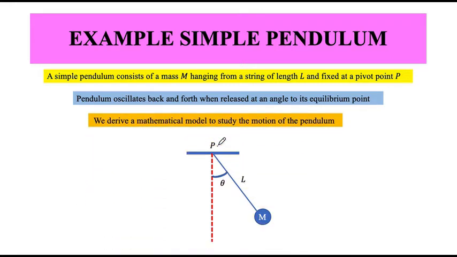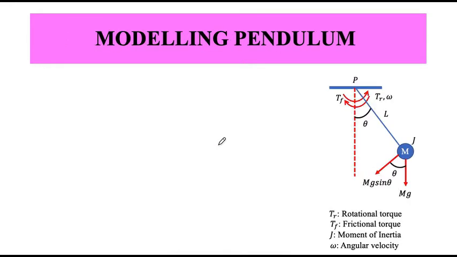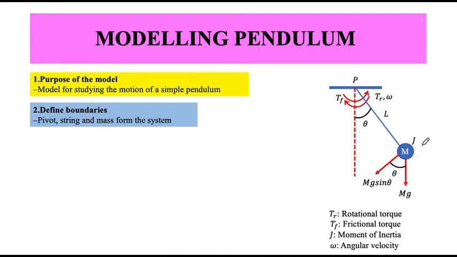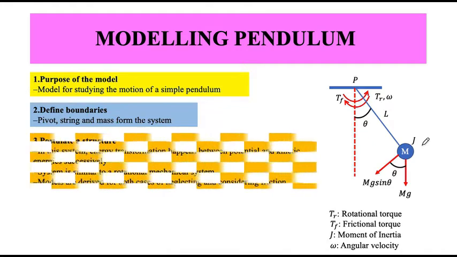So we derive a mathematical model to study the motion of the pendulum. Let's go back to high school physics for a while. The purpose of the model again is that I want to study the motion of a simple pendulum: how would it behave if I release it from theta of 5 degrees, or 10 degrees, or 90 degrees, and so on, and identify the relevant boundary of the system.